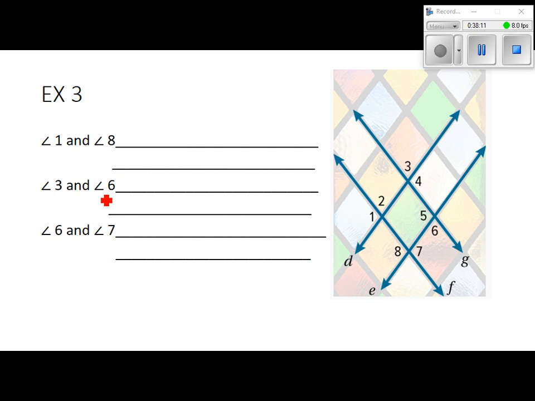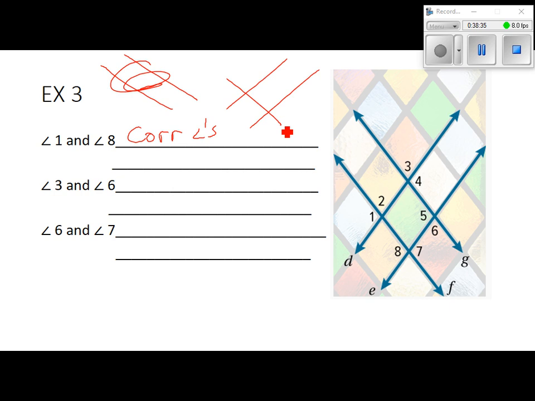Angle 1 and angle 8 in the picture are corresponding angles. And some of these you might have to maybe take your hand and cover up part of the picture. Take your finger and cover up part of it so you can look at it with only the two parallel lines and the one, sorry, I drew it the wrong way. The two parallel lines and the one transversal. So you have angle 1 there and angle 8 there.